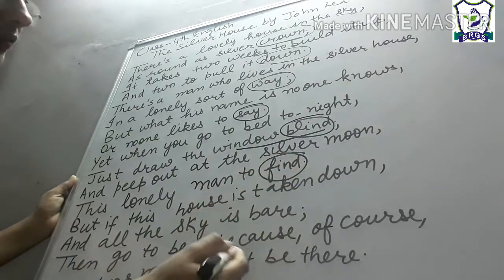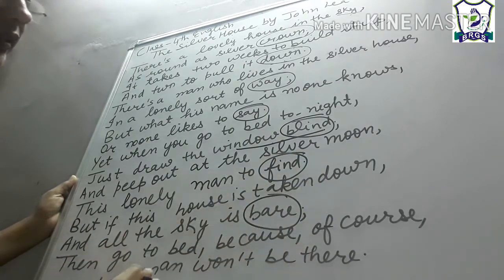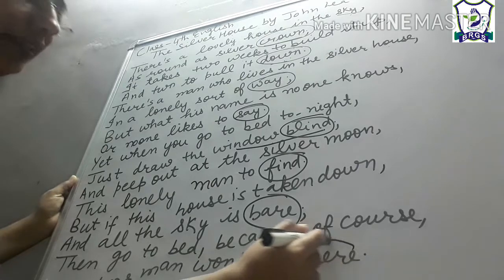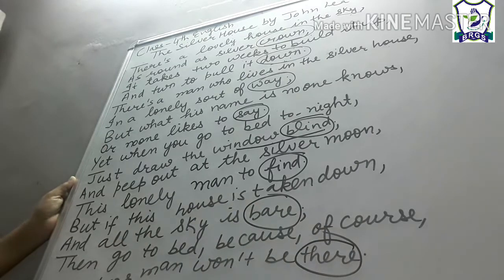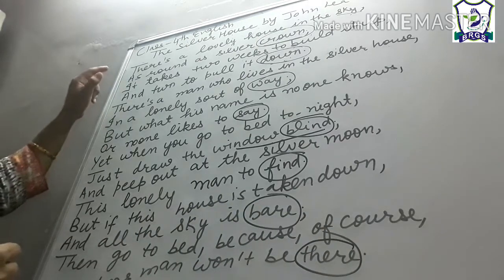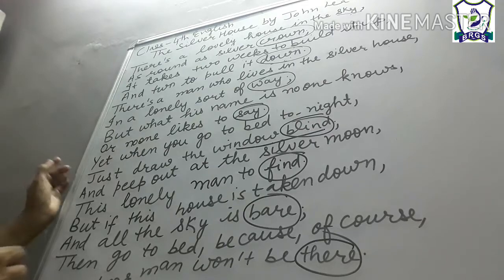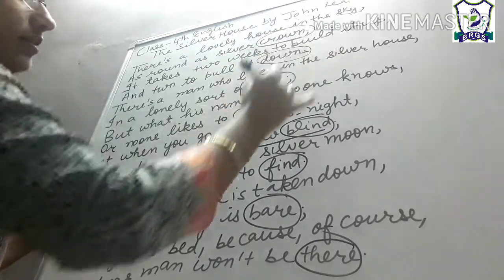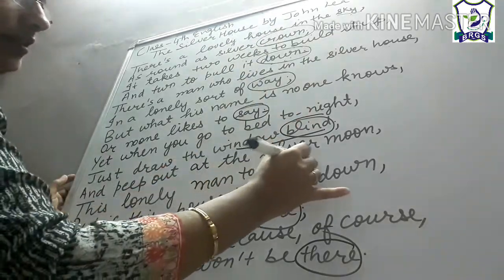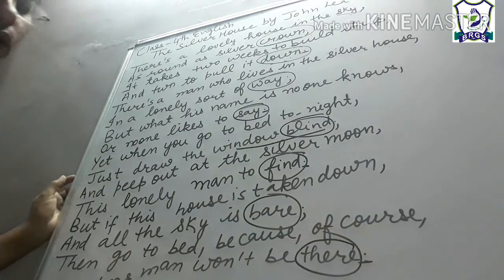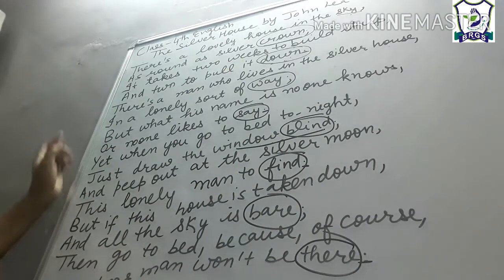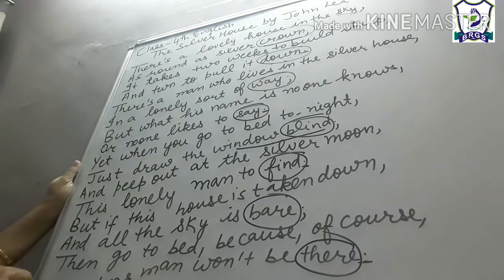Then we have bear. It rhymes with there. Very good. So this poem actually has four stanzas of four lines. Can you see the full stops here? After every four lines, yes, it means it has four stanzas. Each stanza has four lines.